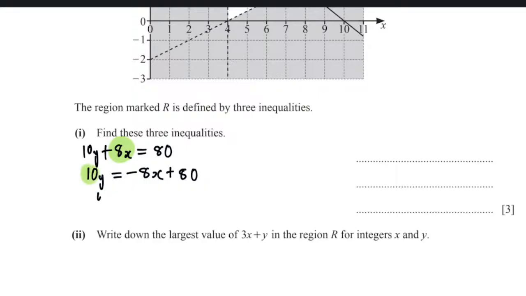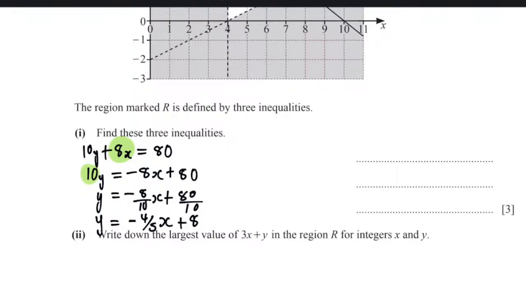So now you have y is equal to negative 8 over 10 x plus 80 over 10. Everything will be divided by 10. You end up having y is equal to negative 8 over 10, which becomes, you divide by 2, you get 4 over, 10 divided by 2 is 5. Negative 4 over 5 x plus, 80 over 10 is 8, because 10 into 80 is 8.